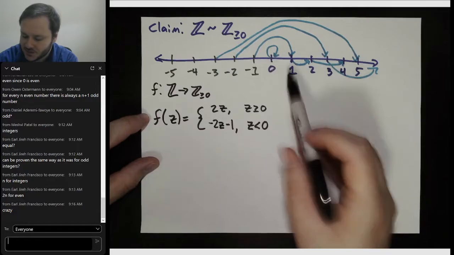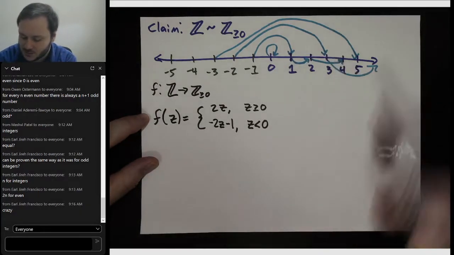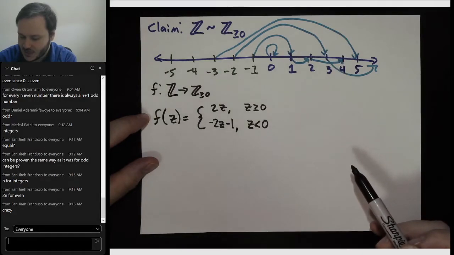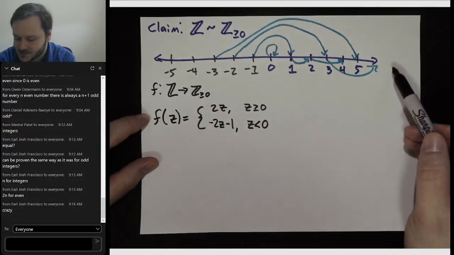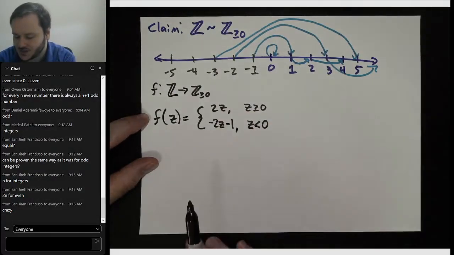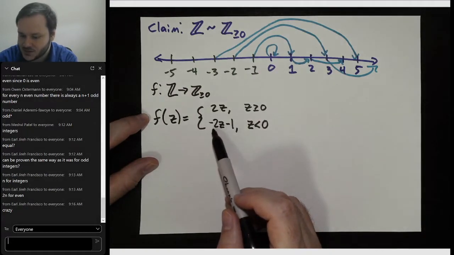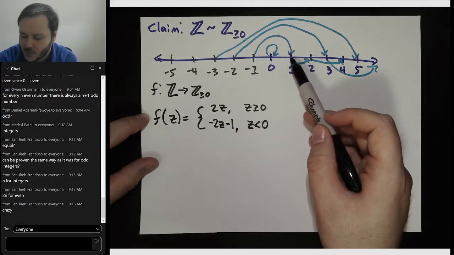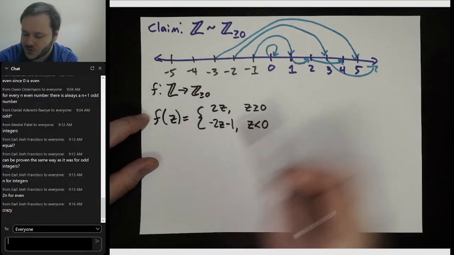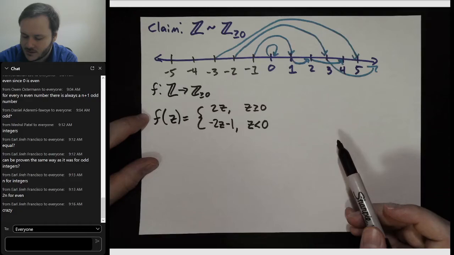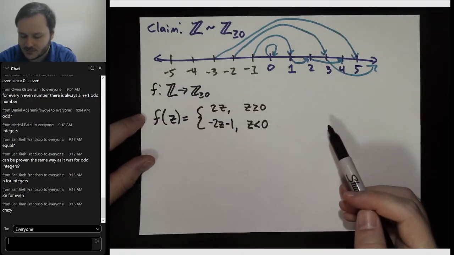0 gets doubled to 0, 1 gets doubled to 2, 2 gets doubled to 4, 3 gets doubled to 6. And so the positive integers are taking care of all the evens. The negative integers are going to take care of all the odds. -1 times -2 gives me 2. Subtract off 1, I'm at 1. -2 times -2 is 4. Subtract 1, I'm at 3. And so I'm hitting every number exactly once.